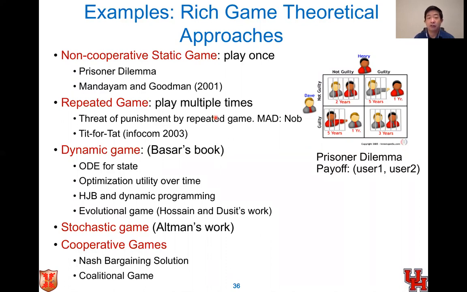For example, after the Second World War, there was a theory called mutually assured destruction, which won the Nobel Prize. They basically say that the Soviet Union and the United States will not have a hot war, because anybody who starts the hot war will get retaliated against, and the short-term benefit will be eliminated by the future punishment. So this is a repeated game.